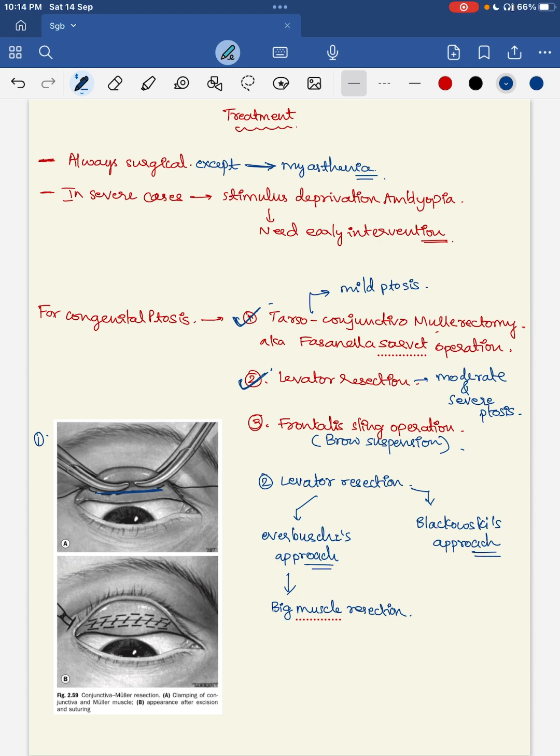It is connected from the LPS to the frontalis muscle. This operation is preferred when there is poor function of LPS. Now, in certain cases like Marcus Gunn jaw-winking phenomenon, LPS resection is combined with the frontalis sling operation. Okay, this is an extra point where it can be written in paper.